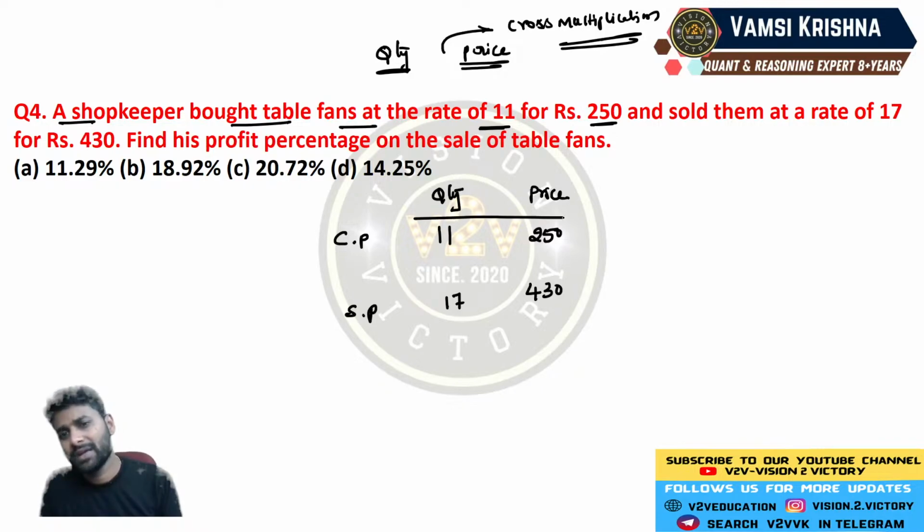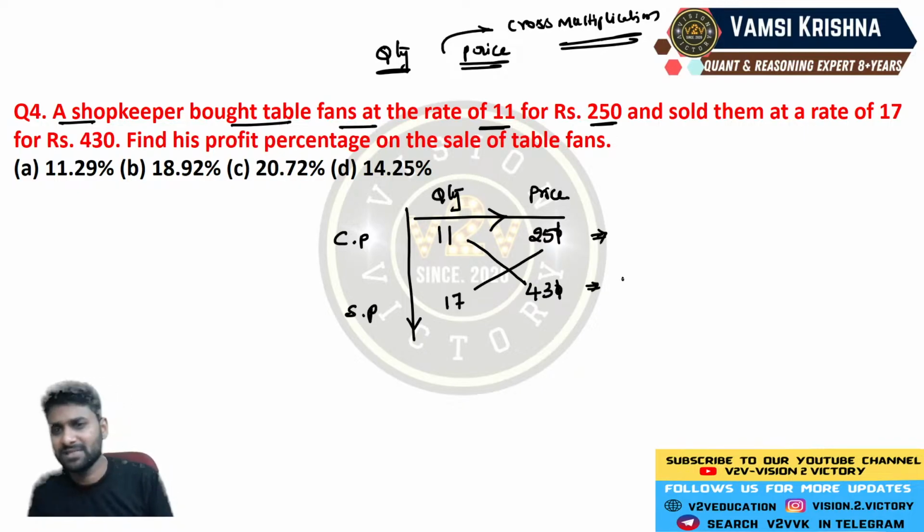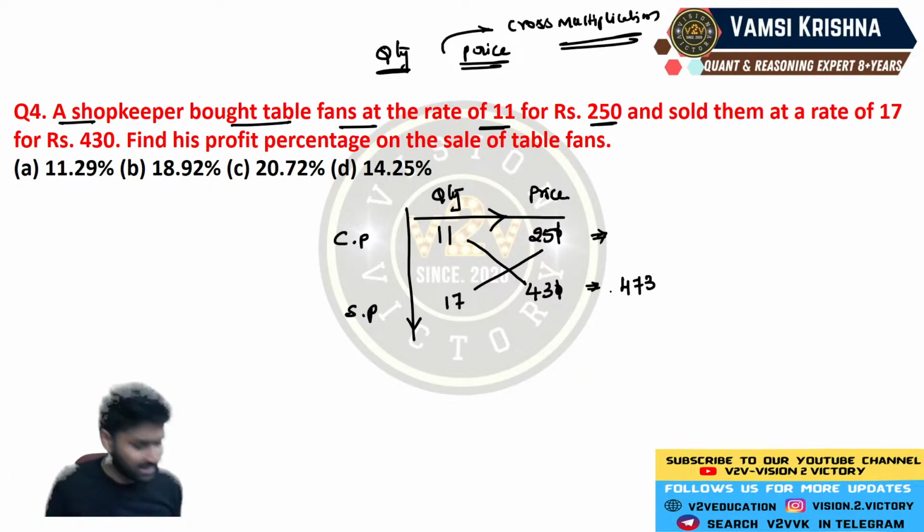Remember that you can cancel either the horizontal way or the vertical way. There is no issue. First you can cancel these two zeros. Just cross multiply them. If you cross multiply them, see, 43 multiplied by 11 is exactly equal to 473. That is one important calculation. Now 17 is multiplied by 25.